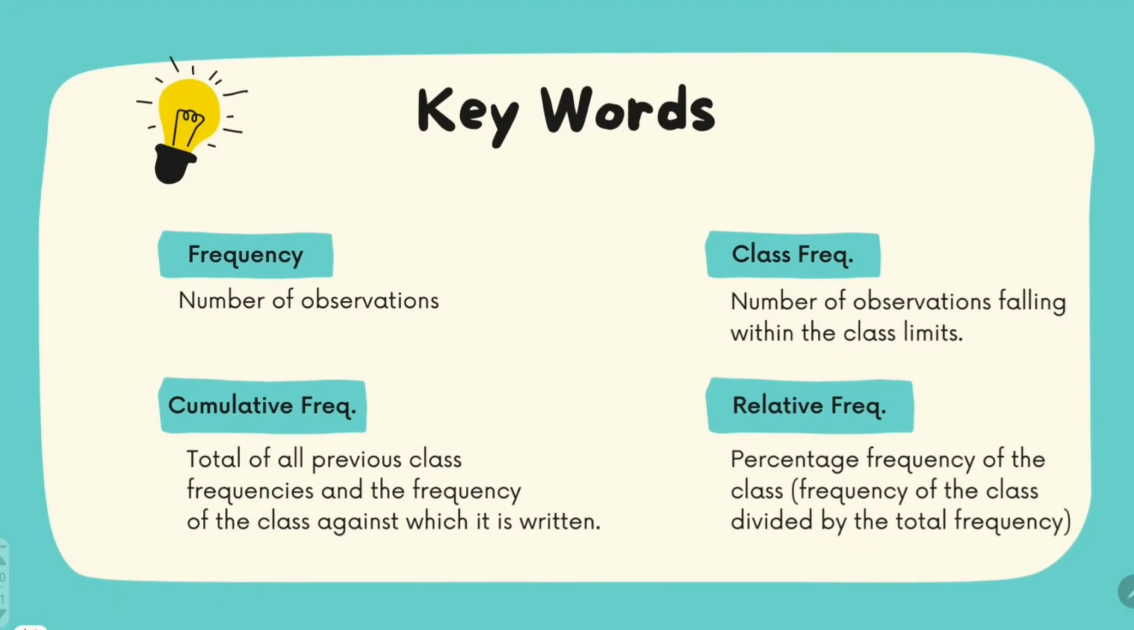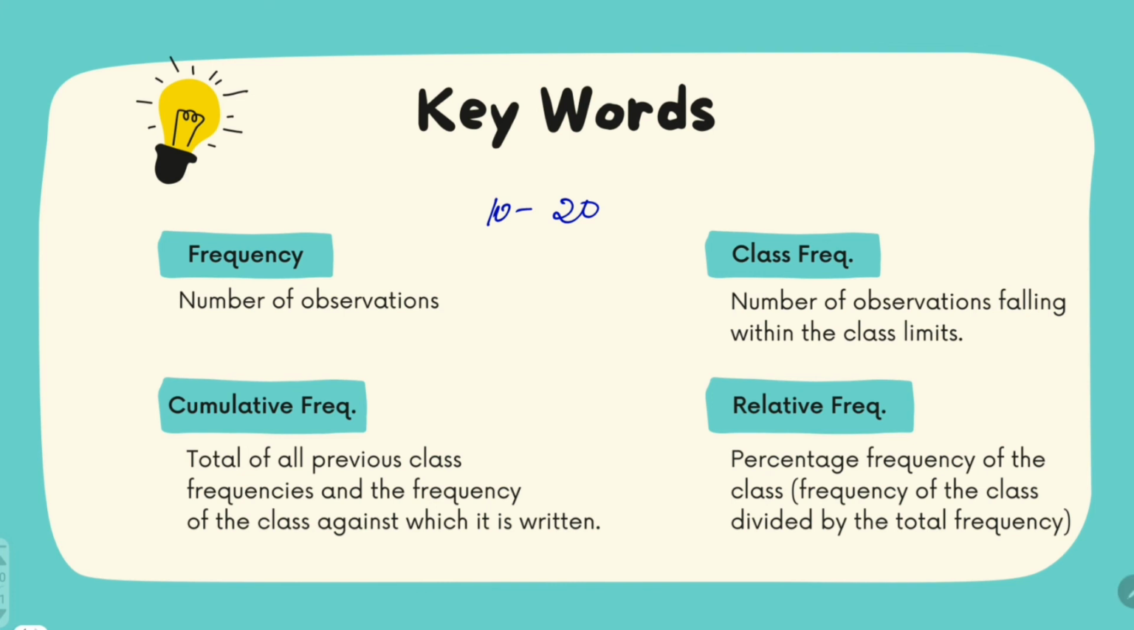And frequency. Frequency is just the number of observations. Class frequency is the number of observations that will fall within our class limit. That is the number of students. In the previous example of age between 10 to 20, the number of people with ages between 10 and 20, that is your class frequency.